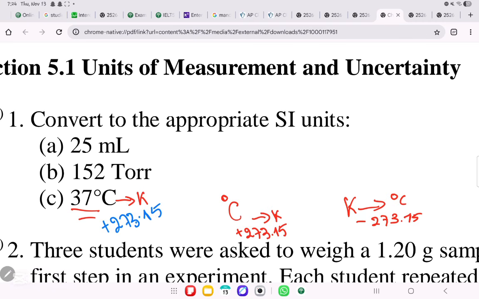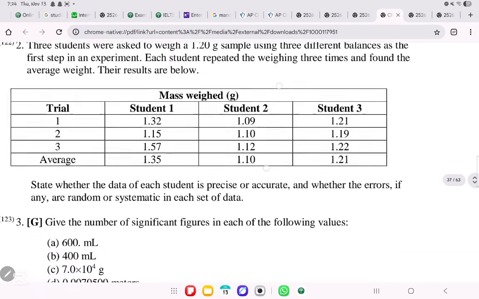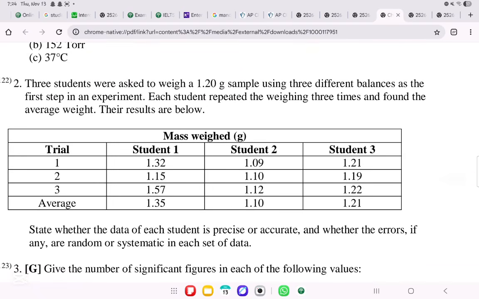So from degrees Celsius to Kelvin, we plus 273.15. So 37 plus 273.15, this will give me my answer to be approximately 310.15 Kelvin. Now we finished question 1, we'll move on to question 2. 3 students were asked to weigh 1.20 gram sample using 3 different balances as the first step in an experiment. Each student repeated the weighing 3 times and found the average weight. Their results are shown below.